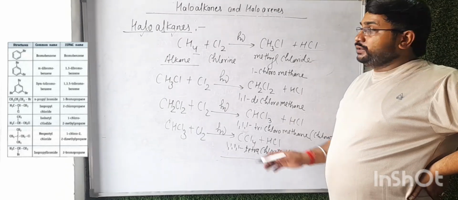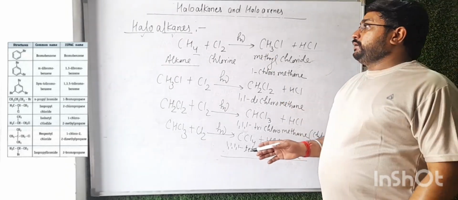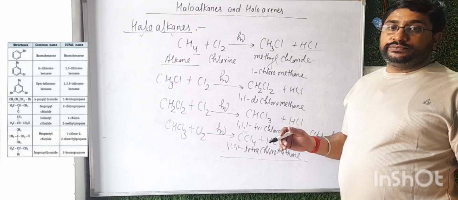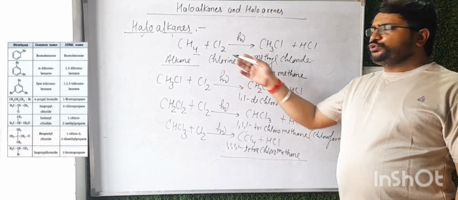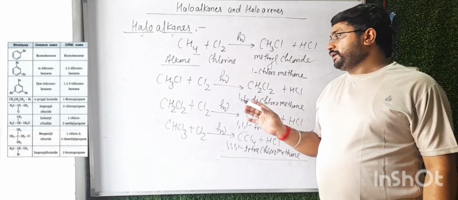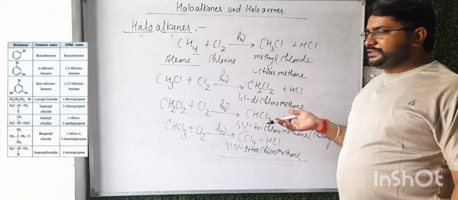I hope you will understand this topic. What is haloalkane? A haloalkane is a derivative of saturated alkane, and in the place of chlorine you can also use bromine, and now the name will change.